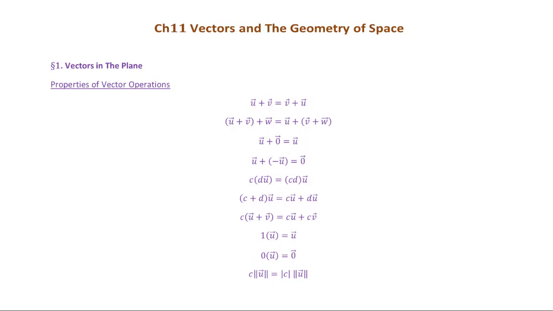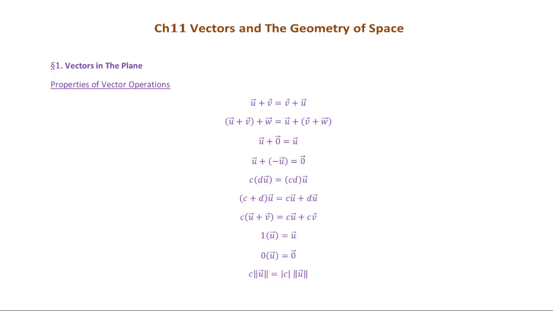It's also like numbers. c times d times u is just c times d times u. Okay, so for the scalars c and d, for numbers c and d, you can multiply them in different orders with the vector. For c plus d times u, you can distribute the u to c and d, you get cu plus du. And for c times u plus v, you can also distribute the c to get cu plus cv. So distribution holds for vectors. 1 times u is just u. 0 times u is just 0. So everything is just like numbers. All right. The only difference is you get the answer as vectors instead of numbers.